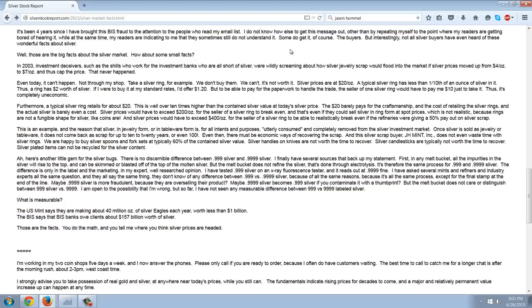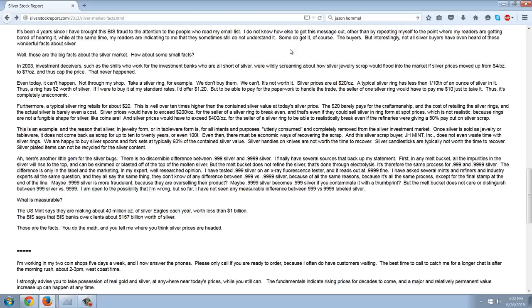That's completely uneconomic. Furthermore, a typical silver ring retails for about $20. This is well over 10 times higher than the contained silver value at today's silver price. The $20 barely pays for the craftsmanship and the cost of retailing the silver rings, and the actual silver is barely even a cost.